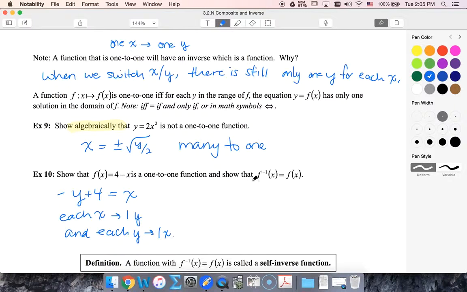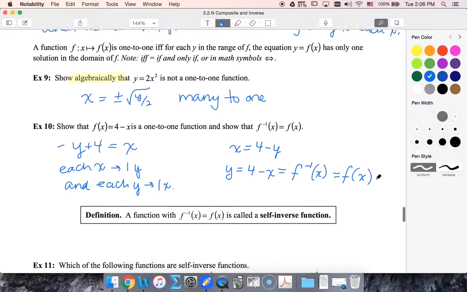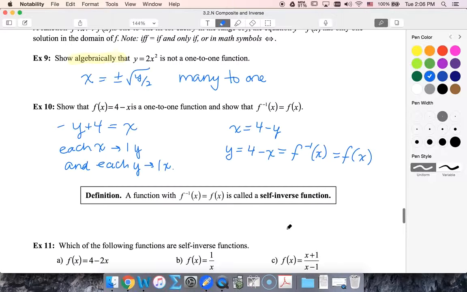All right, so to find the inverse, I'm going to switch my x and y, and now I'll get y by itself. So this is my inverse, but it's also my original function. Cool. This kind of function is called a self-inverse.